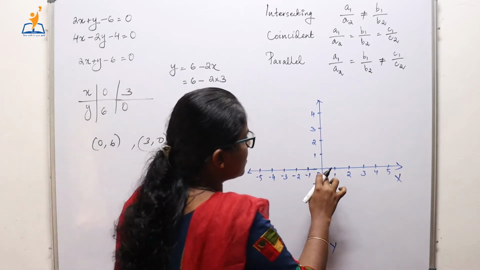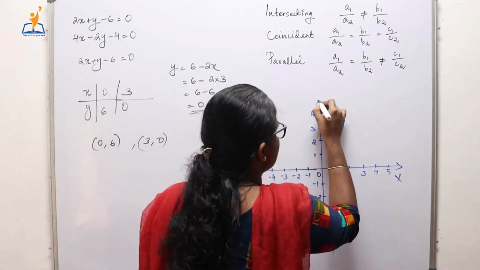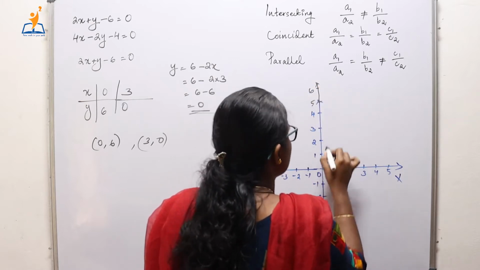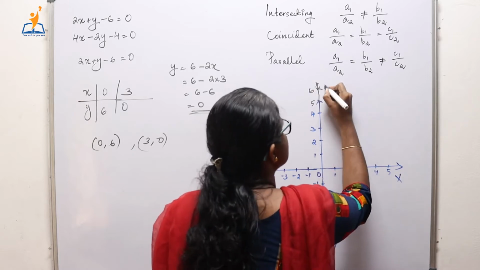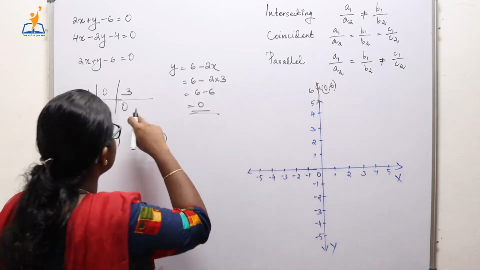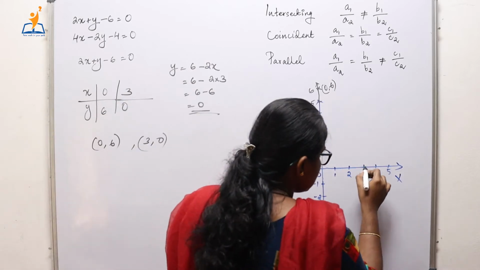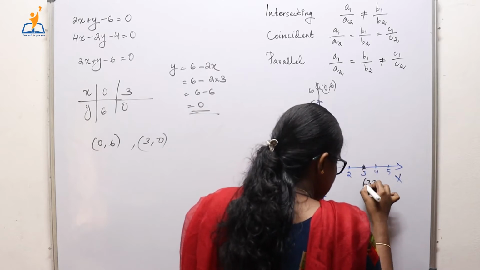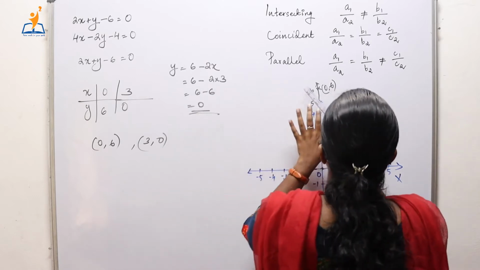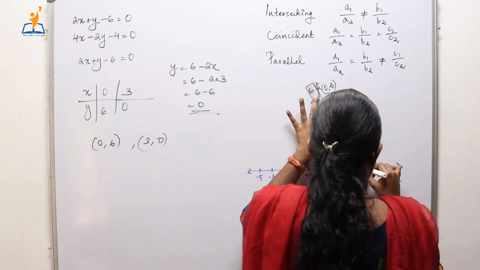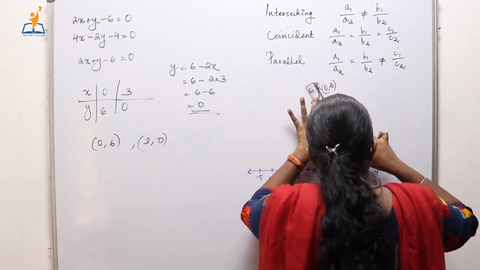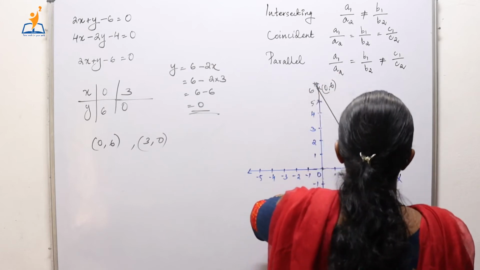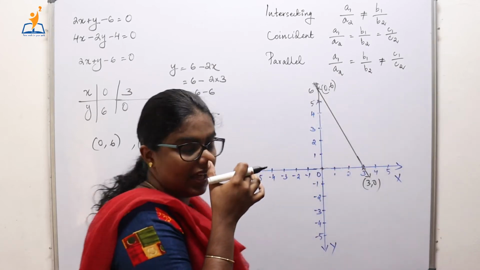We want to plot (0, 6). So we know that this is 5 and this is 6. So we have (0, 6) here. So this is our point (0, 6). Now we want to plot (3, 0). This is 3 and this is 0. So this is our point (3, 0). So the line joining these 2 points is the solution for this particular equation.